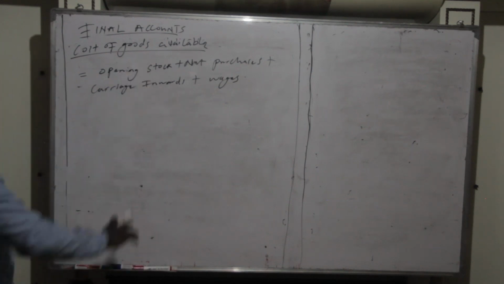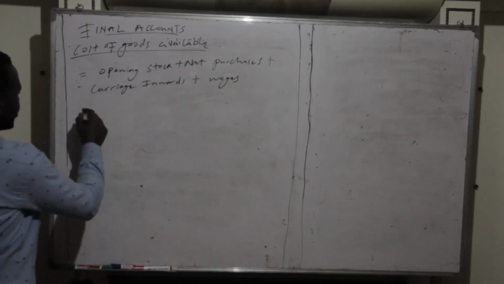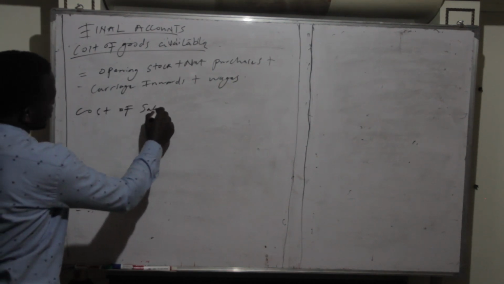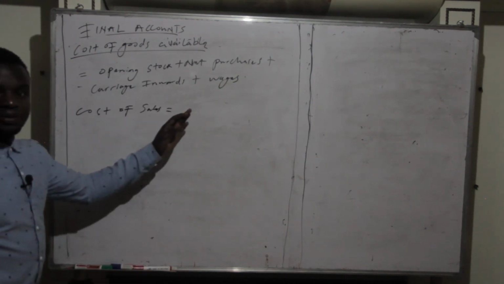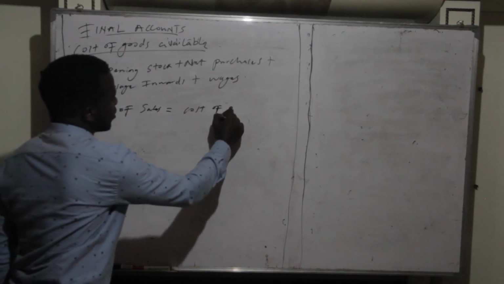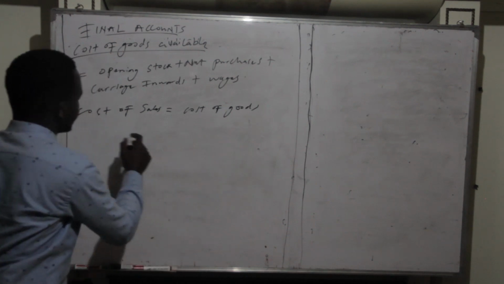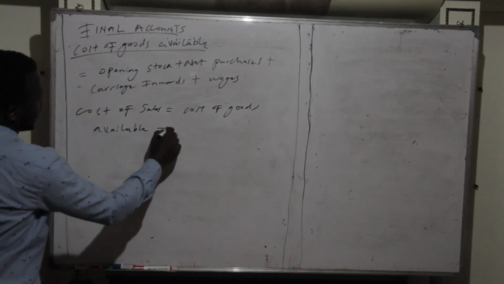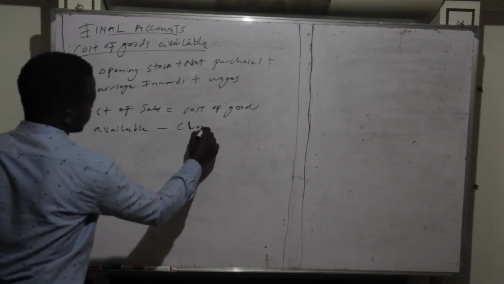Then from this formula we can say that cost of sales can be calculated by saying cost of goods available minus closing stock.